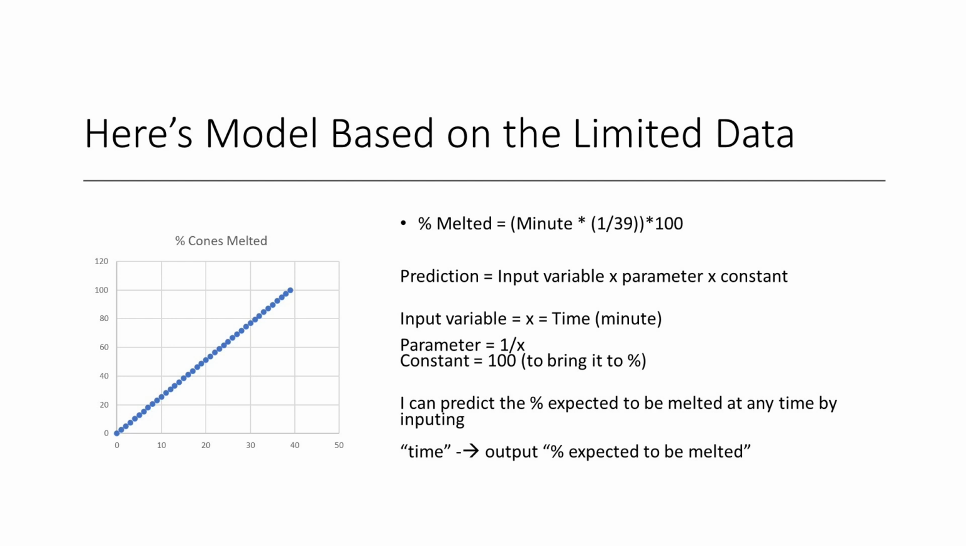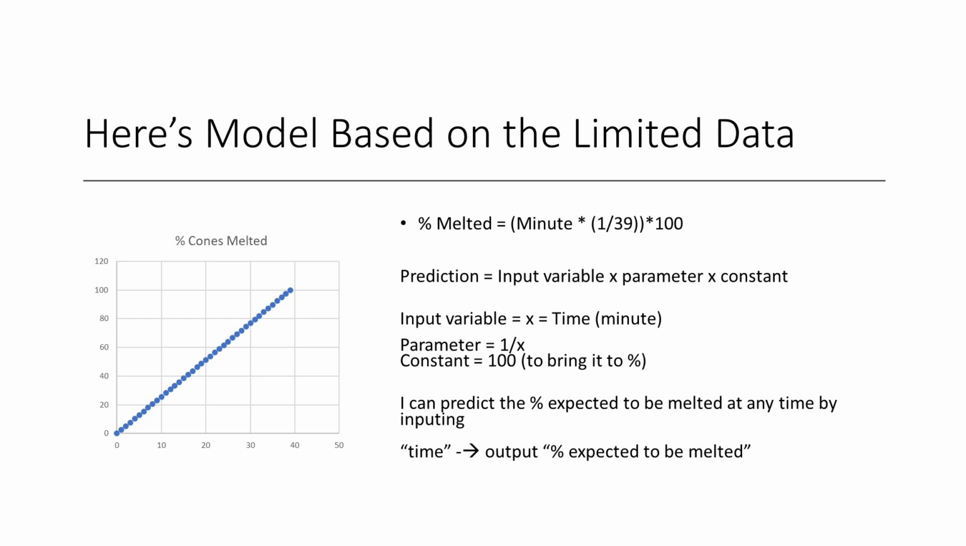And that should be labeled on this. I'm sorry it's not. I threw this together quickly. The parameter that I'm using as a correction is 1 over x, whatever how long it took, because I know that that's going to linearly increase. And the constant that I'm using is simply to bring it to a percentage, because otherwise it would be a decimal. But I can predict a percent expected to be melted at any time by just inputting the time and using this equation that I have up at the top there.